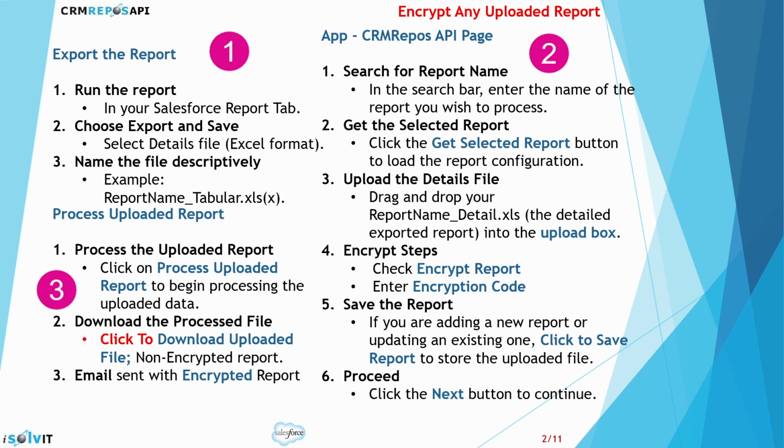Set the report format to tabular or formatted to ensure that CRM Repo API applies your predefined header, footer, and formatting logic. If you are creating a new setup or updating an existing report, click Save, then click Next to proceed. After the report is fully configured, simply click Process Uploaded Report. CRM Repo API reads the uploaded data, applies your formatting, and prepares the final XLSX file. When processing is complete, click Download Uploaded File to download the finished, fully formatted, compliant Excel report.